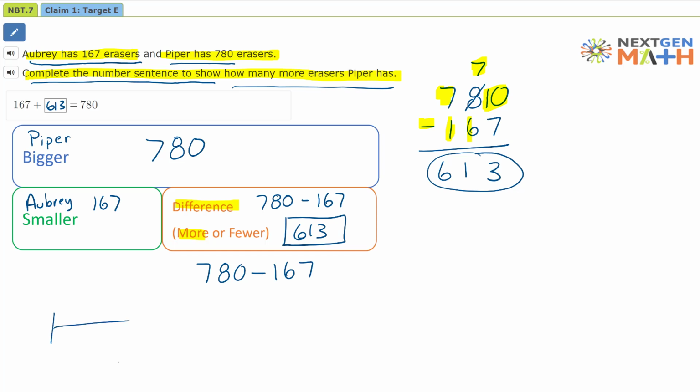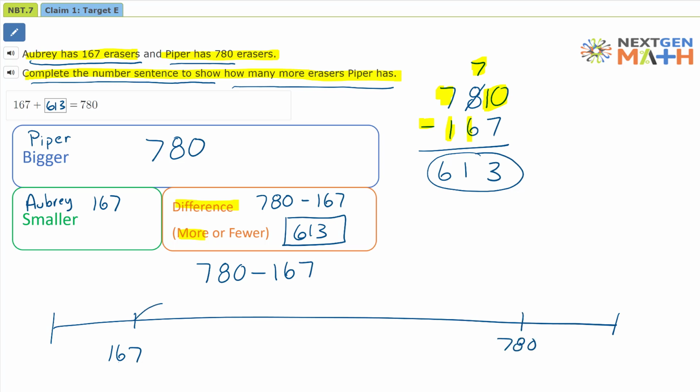We can use an open number line to figure out the difference. If we start here at 167 and we want to get over here to 780, how could we get there? Well, if we added 3, we can now get to 170. And if we add 30, that now gets us to 200. And then if we add 500, that would give us 700. And if we add 80, we get to 780.